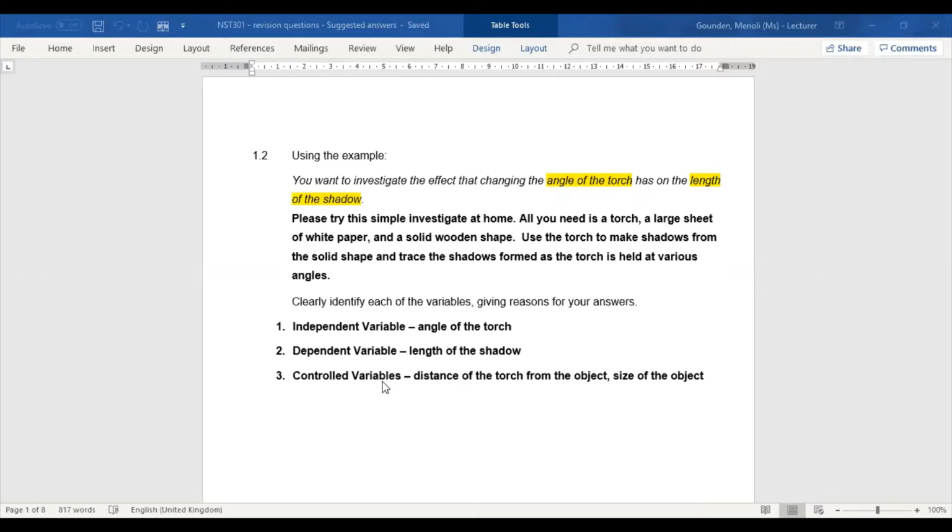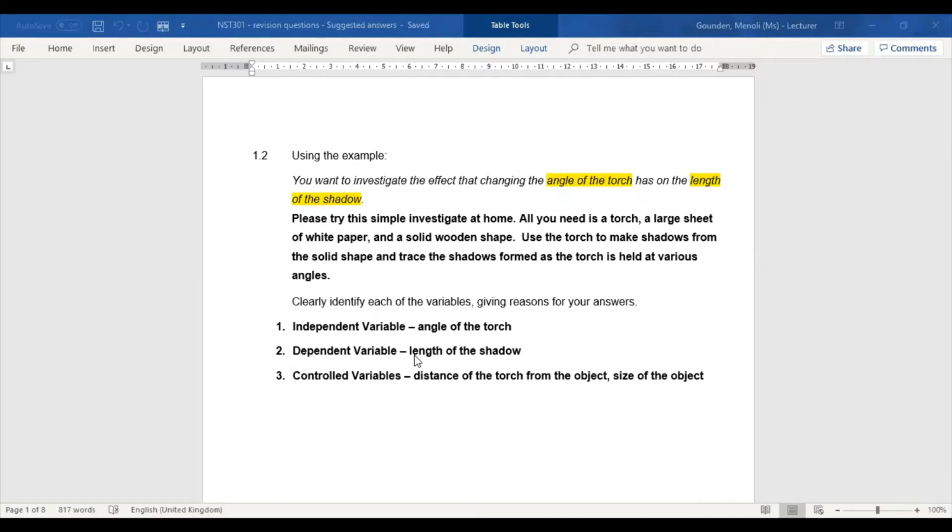So if you are using a wooden block of a certain size as your object, every time you change the angle of the torch, you have to use the same wooden block in the same position. If you are starting by holding the torch a certain distance away from the object, every time you change the angle of the torch, you have to hold the torch the same distance away from the object. If you do not keep these variables the same or constant, they could affect the length of the shadow.